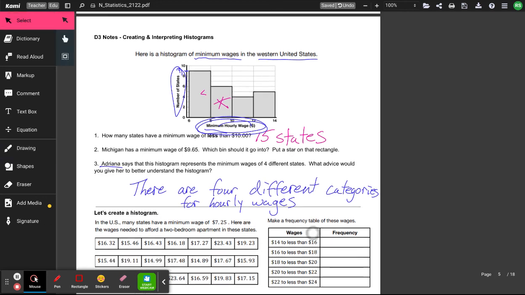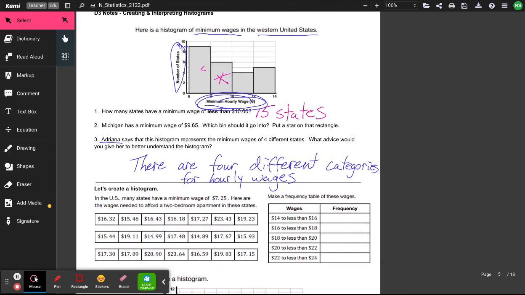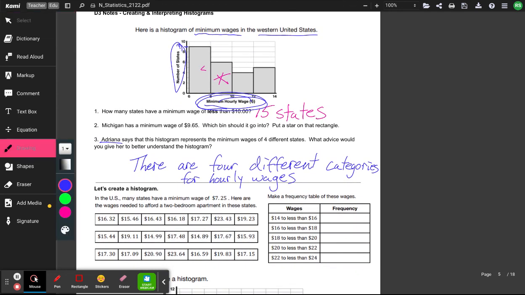She needs to make sure that if she's thinking about talking about states, the total number of states, she would need to add up the heights, if you want to call it, of each different box, and that would tell her the number of states.